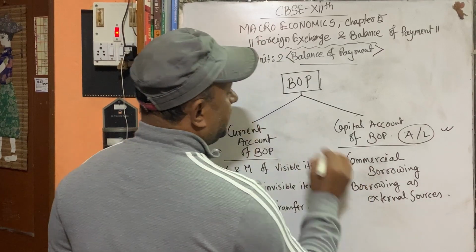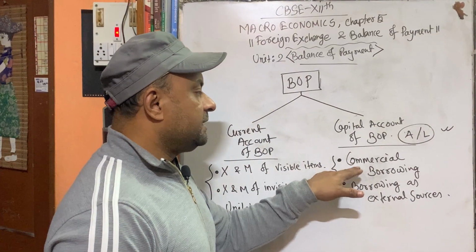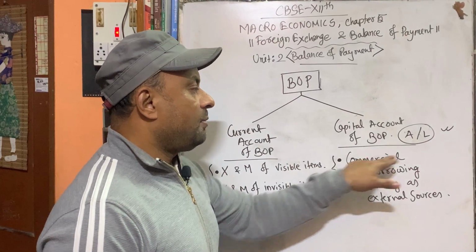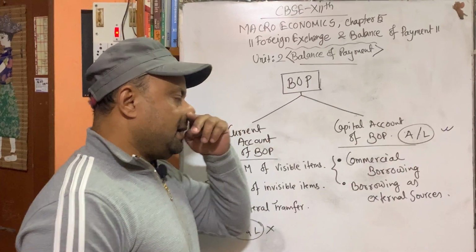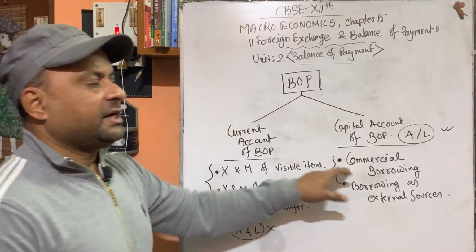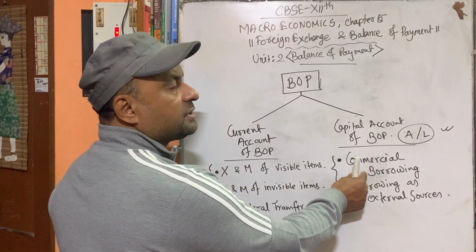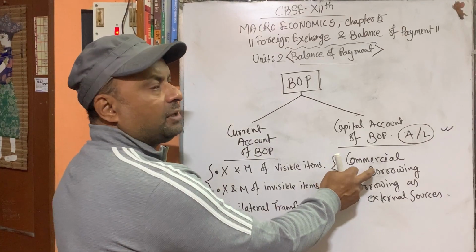Two types of borrowing it includes. Commercial borrowing means if borrowing is done on the basis of commercial purpose, that is business purpose, this is commercial borrowing. Suppose India borrows money for a thermal power project. That time this is commercial tendency. The India government will produce electricity and sell it to the public.